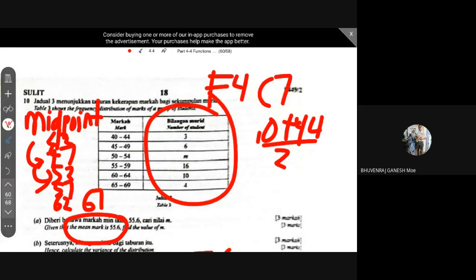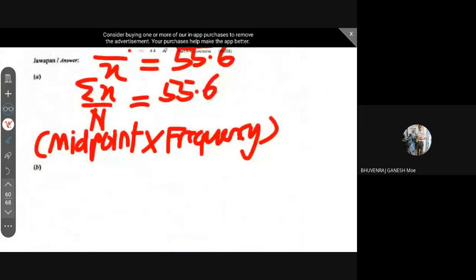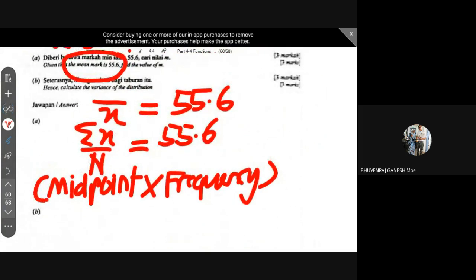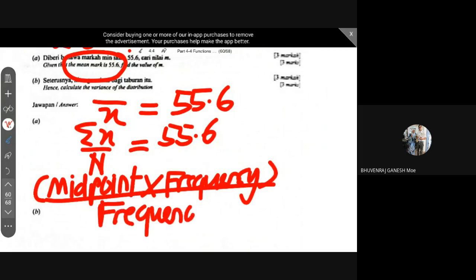So basically now they want to find the one unknown here, m. Okay, so this one is over frequency. The n here at the bottom is frequency, equal 55.6. So can you understand up till here how I show this formula out to you? Good. See, chapter you never learn also you all can understand. Means you all very good lah.